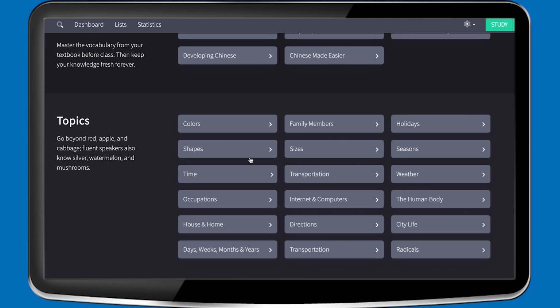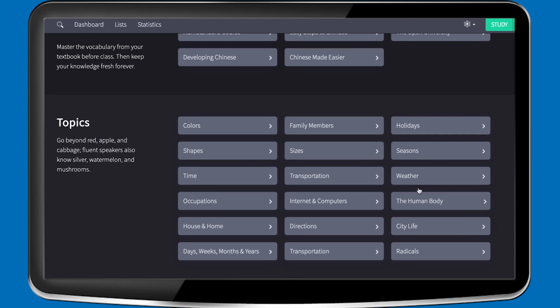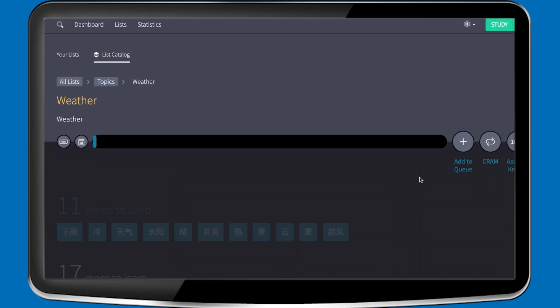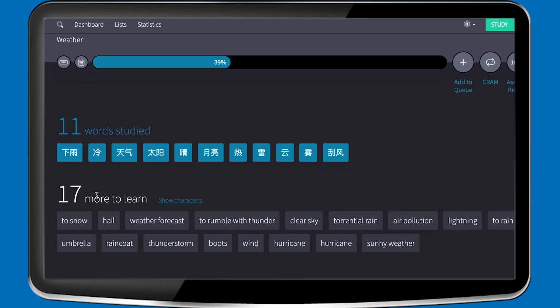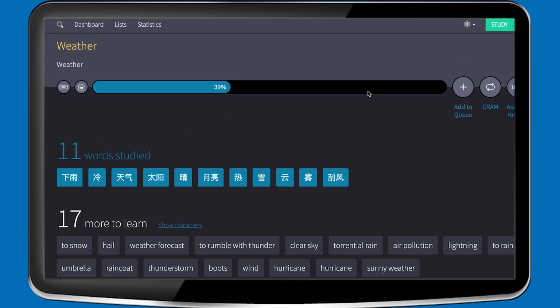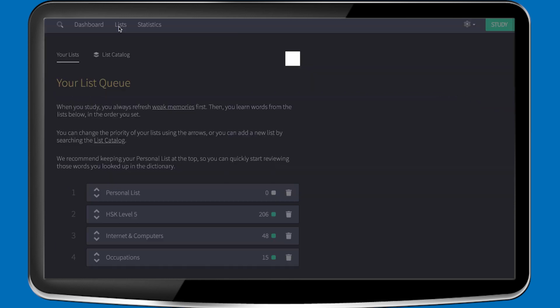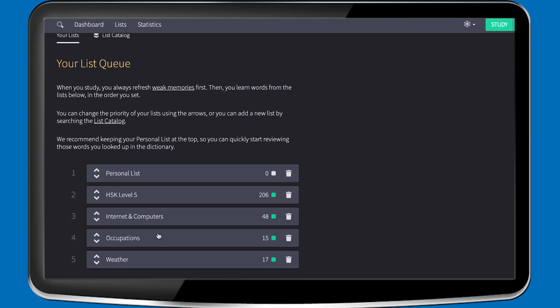You can also do other lists. I quite like this here, topics. So you can do, for example, if you want to learn specific categories, I can learn the weather, for example. So what it's telling me already is that I know 11 words already, and that there's 17 that I need to learn here. And some of these I will already know. So, for example, snow and umbrella I know. And what you can do, you can add it to your queue, and so in fact, let's do that for weather. Add it to the queue. And then when I go back to list, it will appear on my lists here.